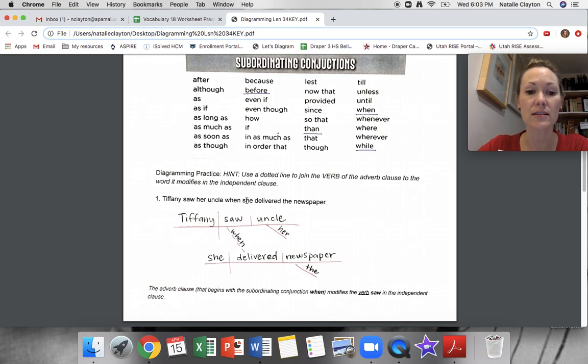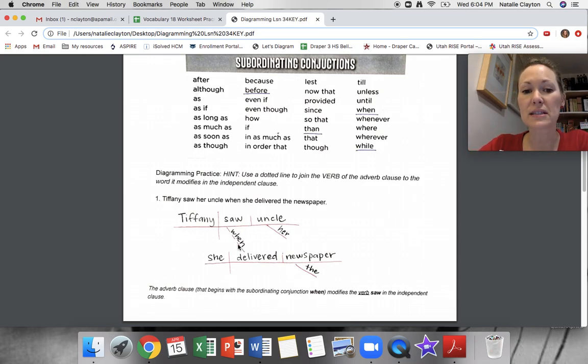So here is our subordinating clause, or our dependent clause. So this gives us our little hint to where it starts. So we would diagram this as usual. Tiffany, subject, saw, verb, and then uncle is the direct object, and whose uncle? Her uncle. There's our adjective.